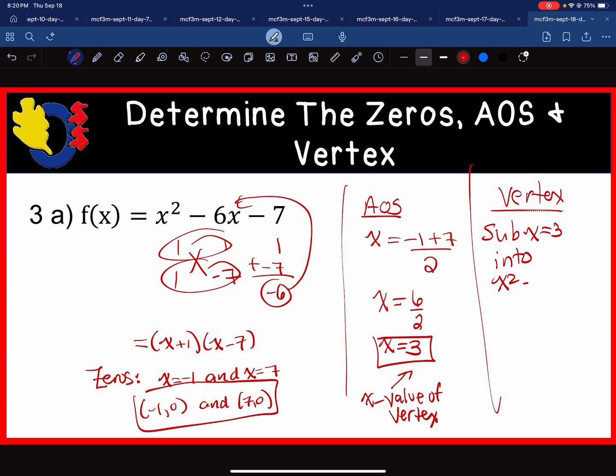into x squared minus 6x minus 7. So we get 3 squared minus 6 times 3 subtract 7. And then we get 9 minus 18 minus 7. So that gives us -9 minus 7, which is -16. So putting it all together, (3, -16) is the vertex.